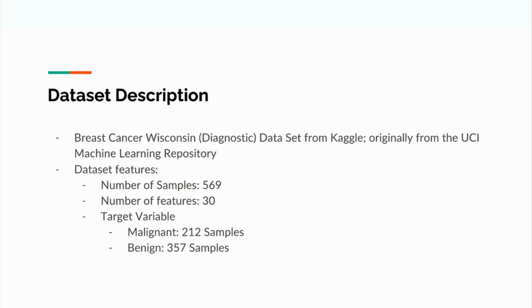So the dataset we used for this project is the breast cancer Wisconsin dataset. It's basically a bunch of numerical features that describe different aspects of breast tumors, like their shape and textures. And for each of these samples, they are labeled as either benign or malignant.